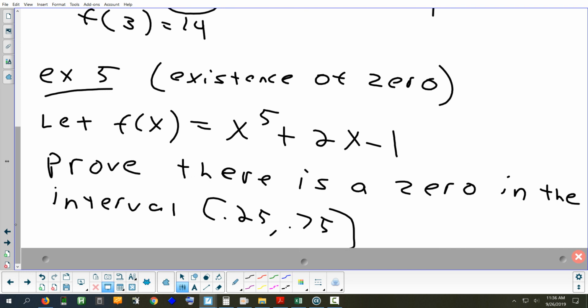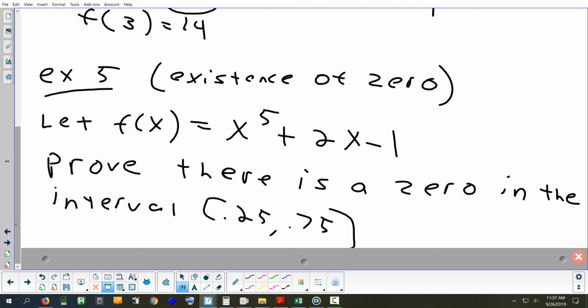This one's a little different, but very important for the test tomorrow. Example 5 is used basically to prove that your graph crosses the x-axis. You're not asking where. You're just saying, I can guarantee you somehow that this graph will have a 0. Or you could say it will have a root, or it'll cross the x-axis, whatever way you want to say it, between 0.25 and 0.75.